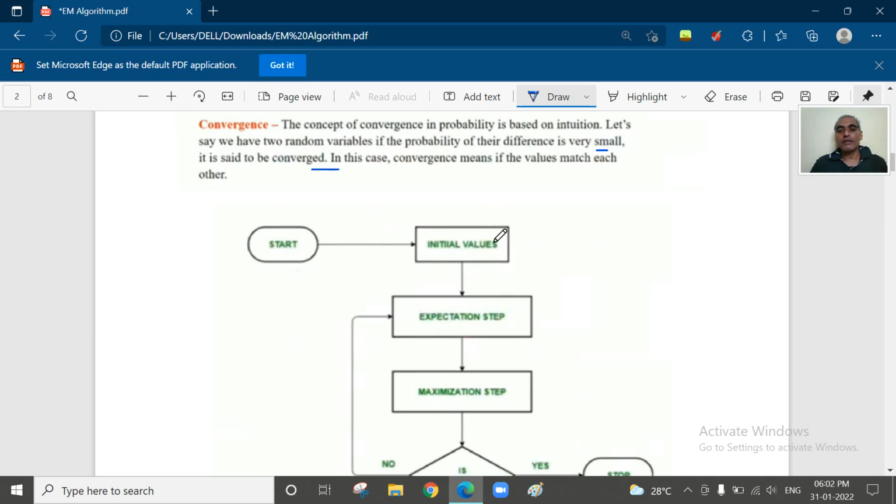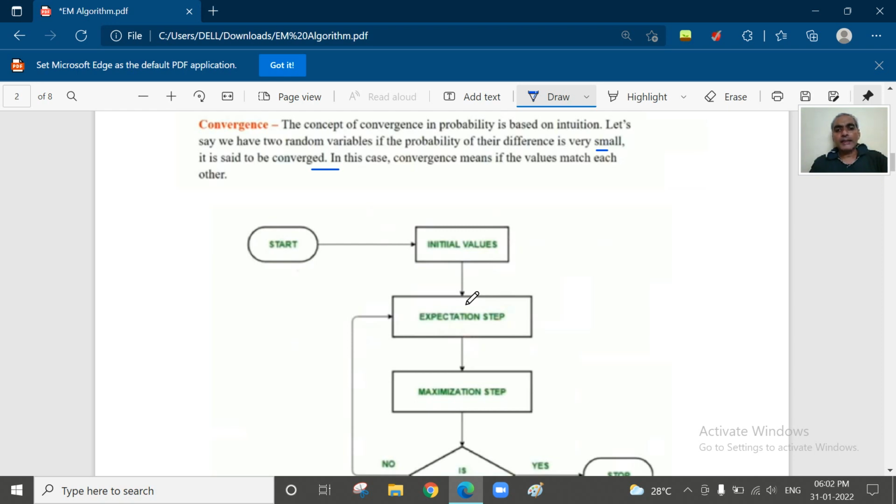We are going to start, we have some initial value, expectation step, right? You are going to expect or guess some of the variables. Then we go for the maximization step, where you are going to maximize the values. So you try to maximize these particular values.